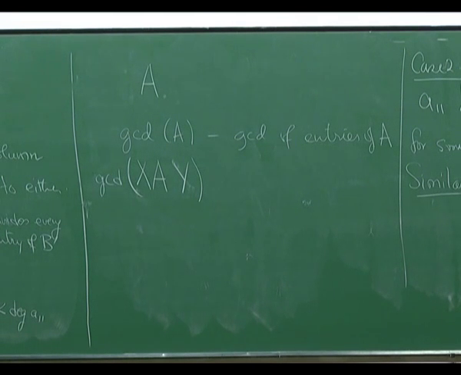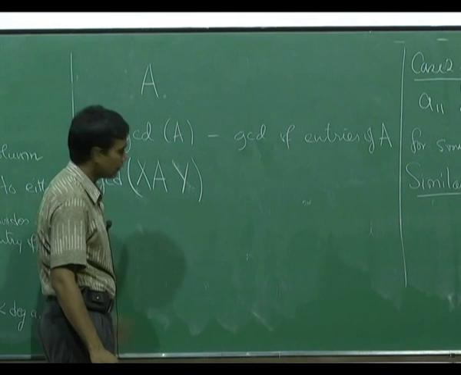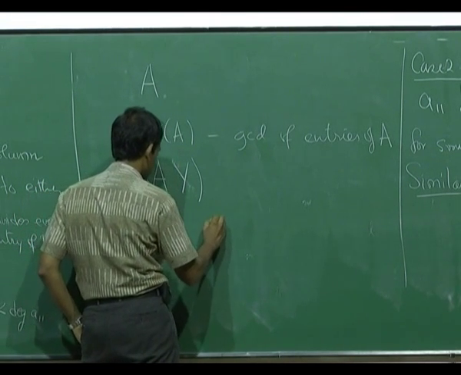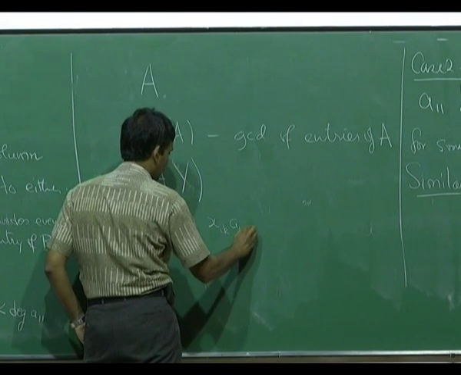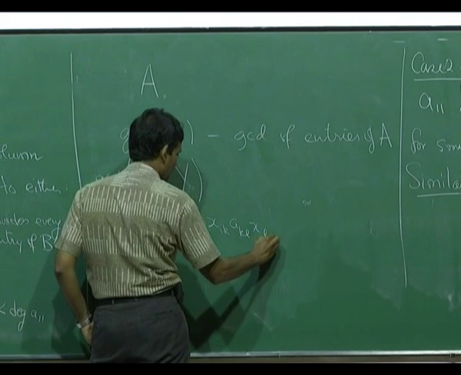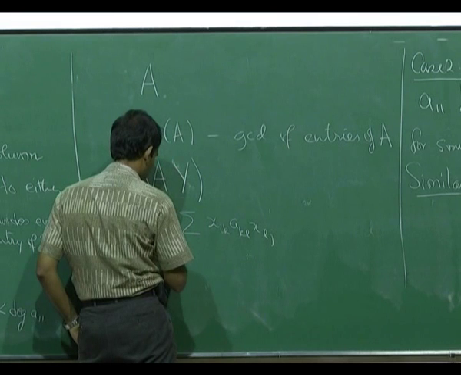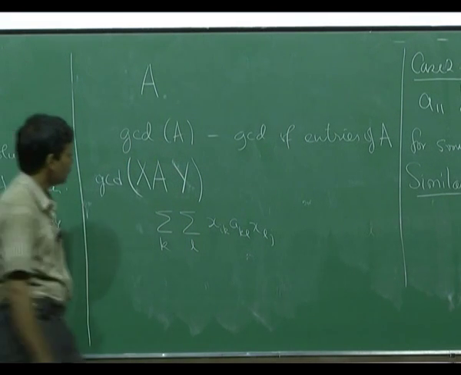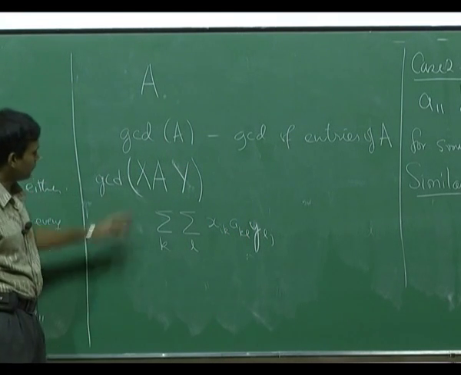So what can you say about an entry of X times A times Y? Let me write down a formula for a typical entry of this. A typical entry of this is x_ik a_kl y_lj, summation over k and l, right? That's a typical entry of this.